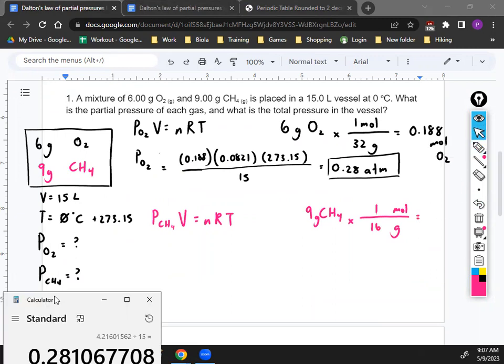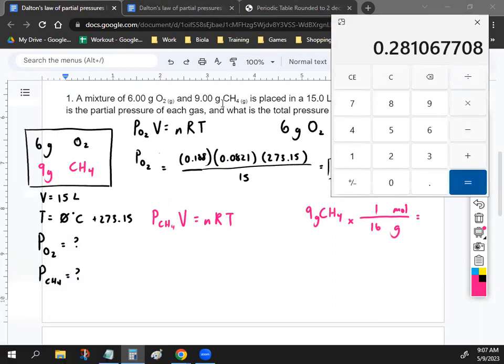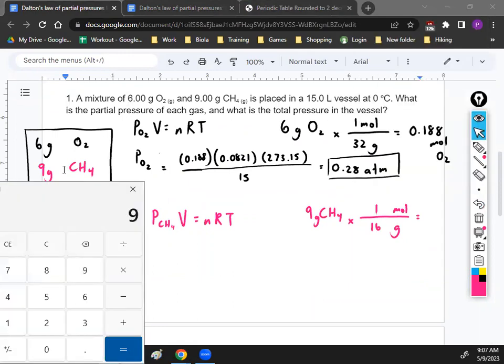All right, so math for this should be pretty easy. We're just going to do 9 divided by 16. And that's going to give us that value. So let's round it to 0.56. And that's going to be moles of CH4.